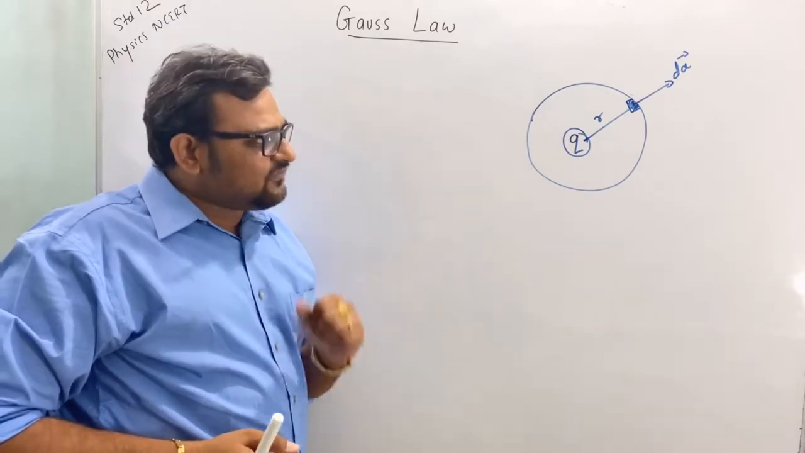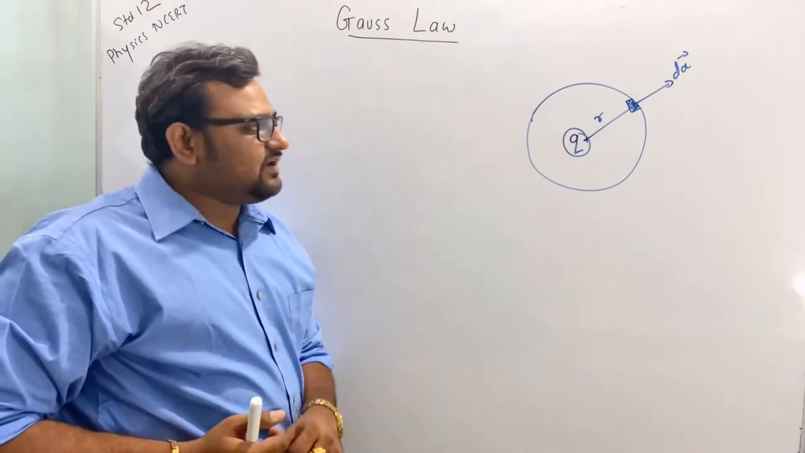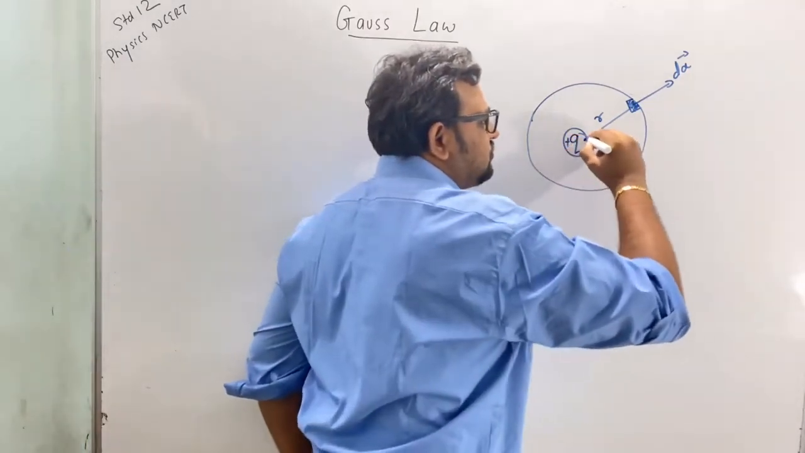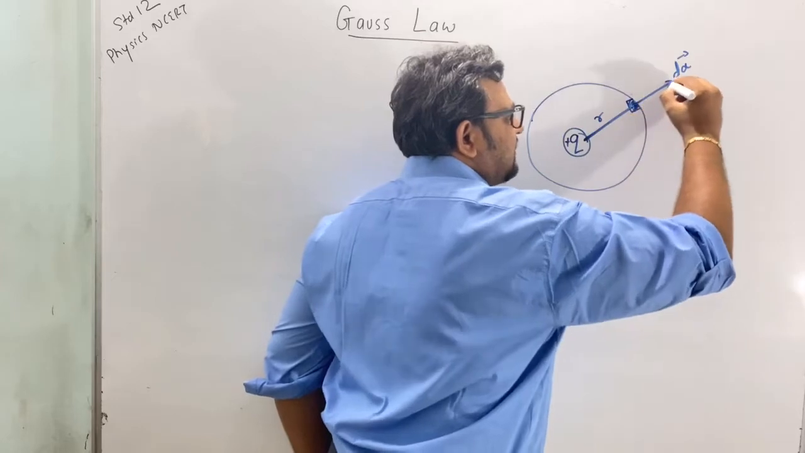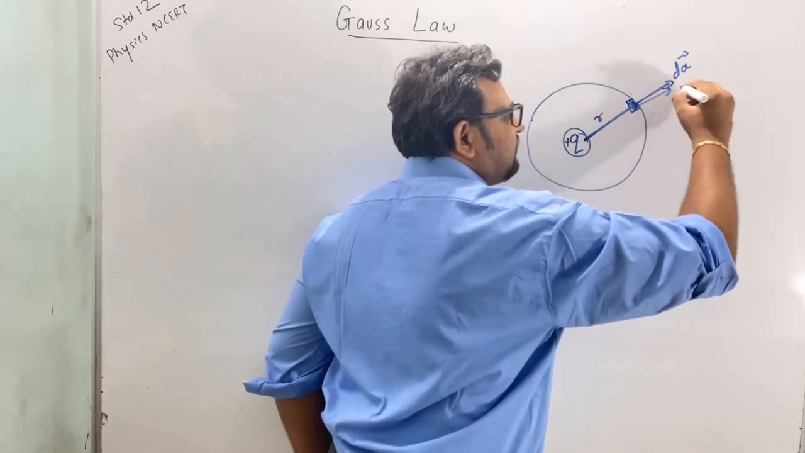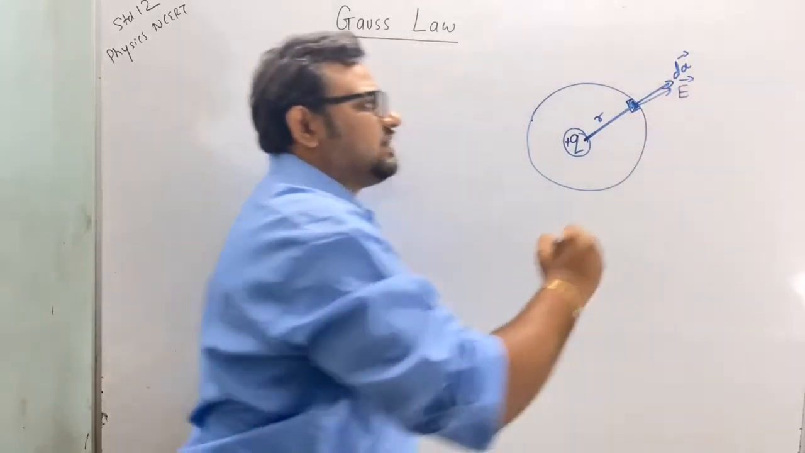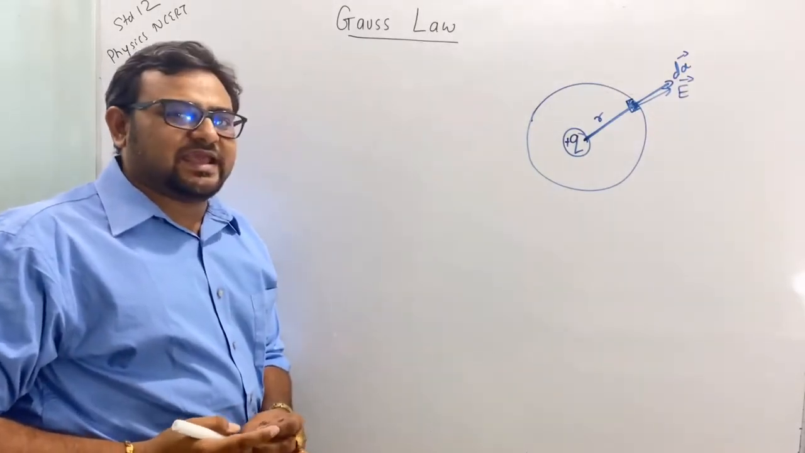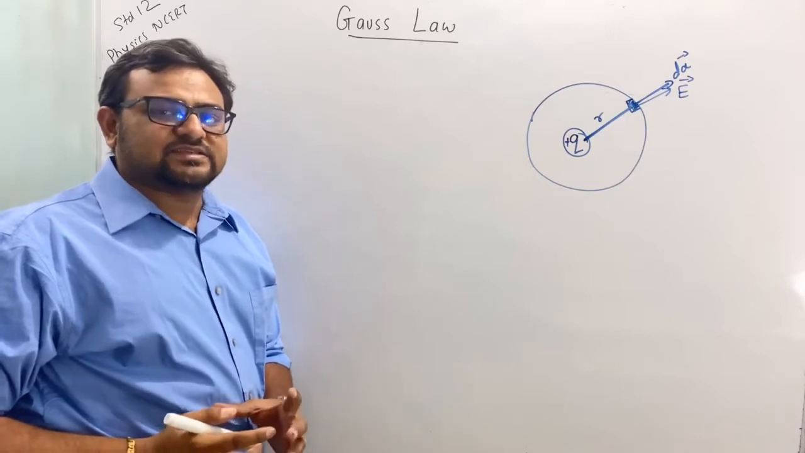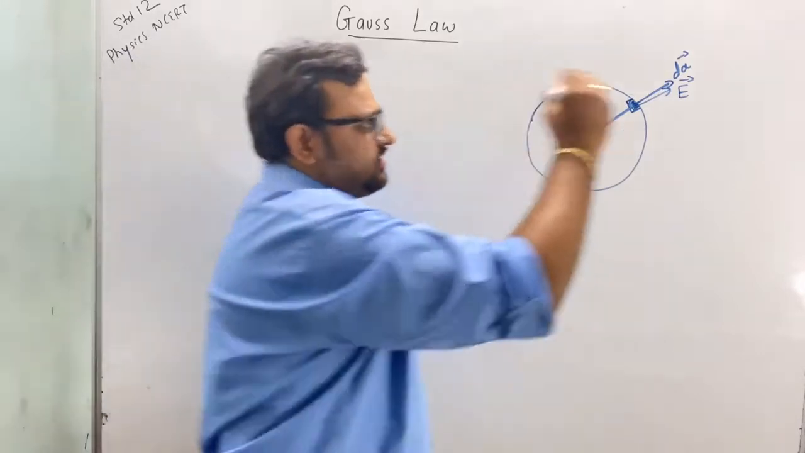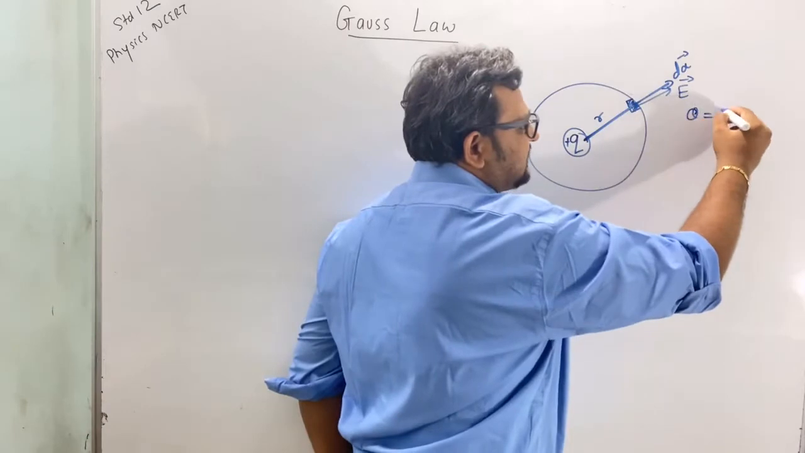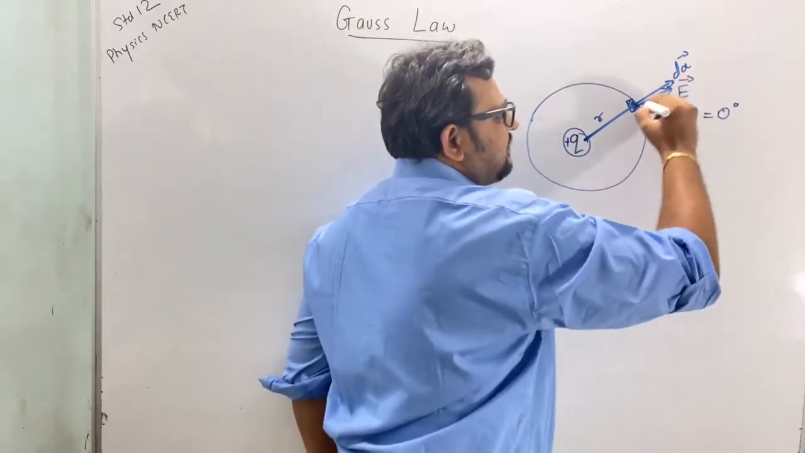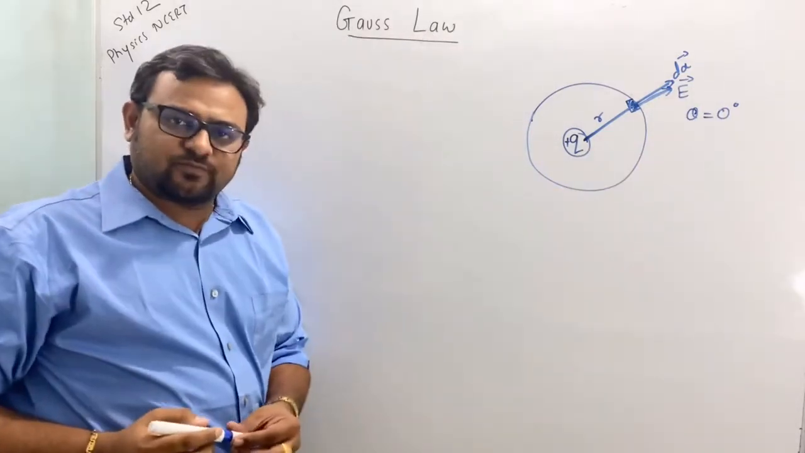Now the electric field at that point, as let's take this as the positive charge, so it will be directed outward. So this is the direction of electric field at that point. So the angle between E and dA is equal to 0. In this case, angle theta is equal to 0 degrees. Angle between E and dA both is 0.